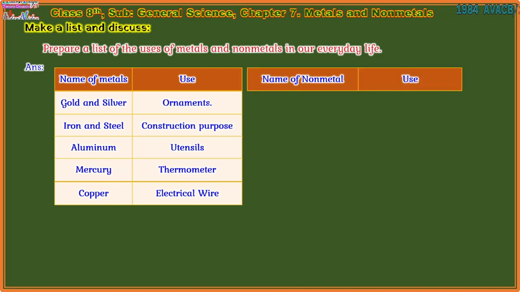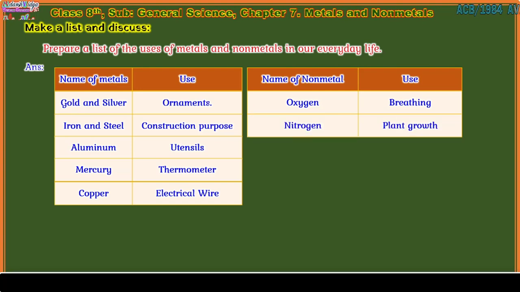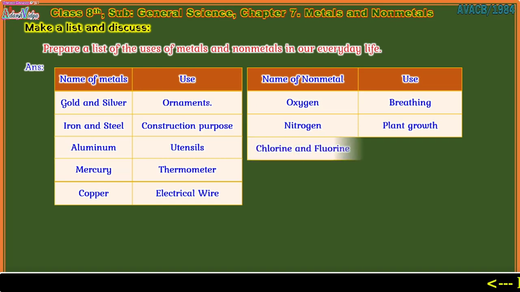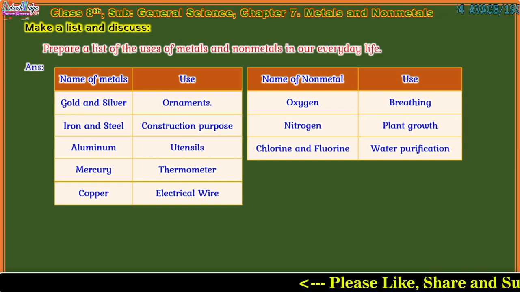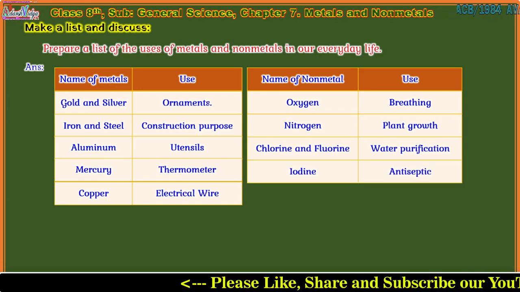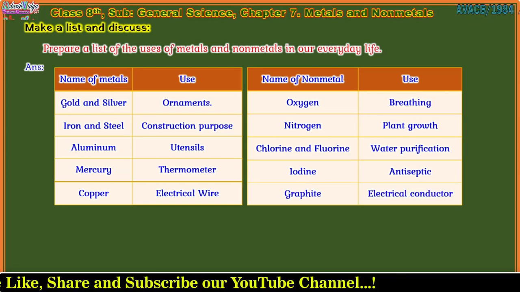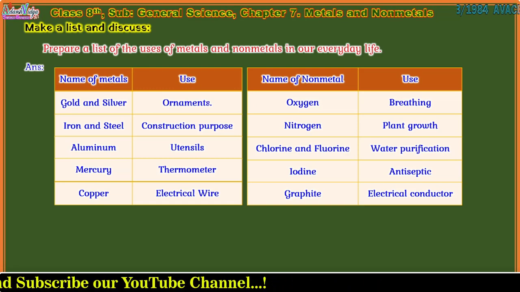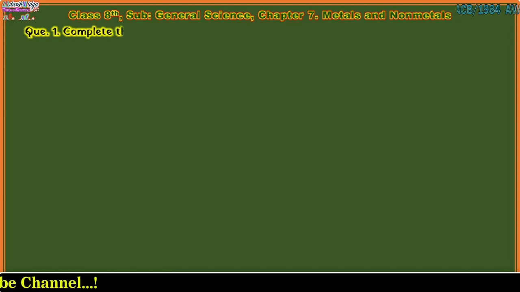Let's see the uses of non-metals also. Name of non-metal is oxygen, its use is breathing. Name of non-metal is nitrogen, its use is plant growth. Name of non-metal is chlorine and fluorine, its use is water purification. Name of non-metal is iodine, its use is antiseptic. Name of non-metal is graphite, its use is electrical conductor. Let's see the exercise question answers.